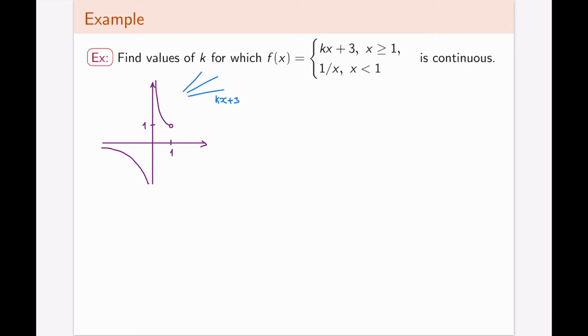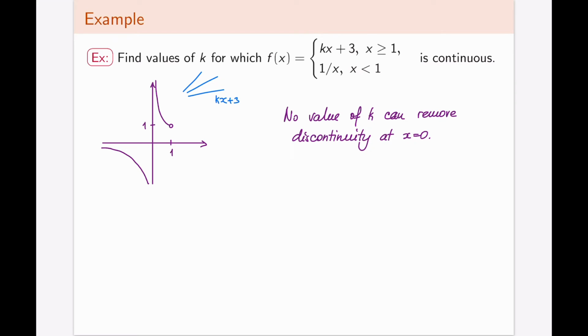Okay, so let's record that. No values of k can remove the discontinuity at 0. So we cannot find such values and make the function fully continuous.